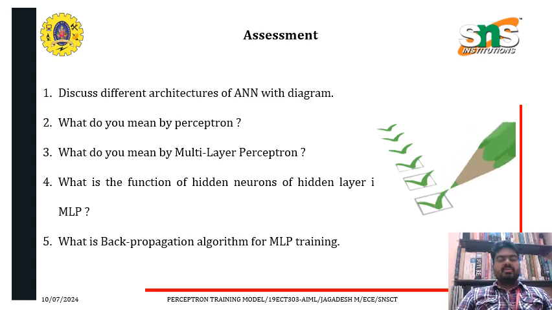So let's take the assessment. The first question: discuss different architectures of ANN with a neat diagram. What do you mean by perceptron? What do you mean by multi-layer perceptron? What is the function of hidden neurons in the hidden layer in MLP? What is the backpropagation algorithm for MLP training?